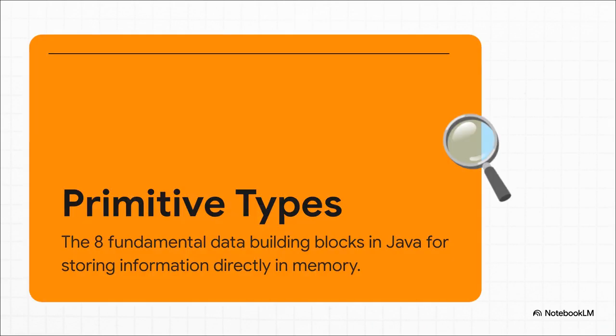And here's our answer. Primitive types. The best way to think about them is like a starter toolkit for your data. There are exactly 8 of them, and they are the simplest, most no-frills way to store one piece of information directly in the computer's memory. They're not fancy, they're the fundamental atoms of data in Java.